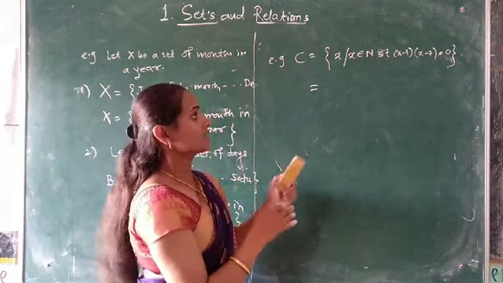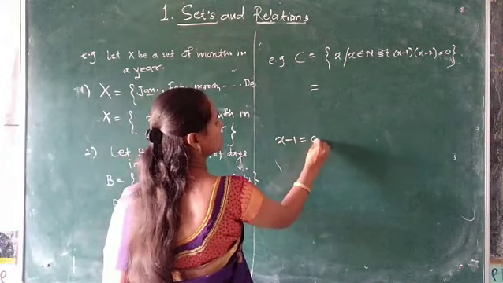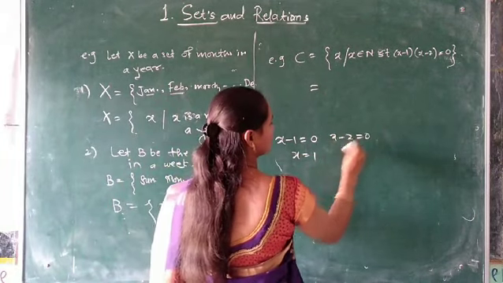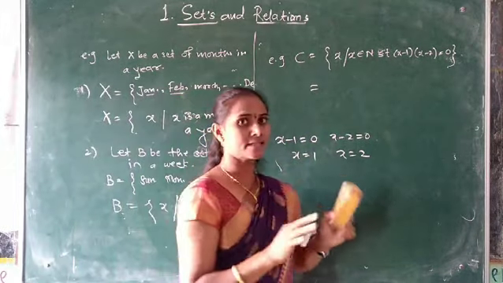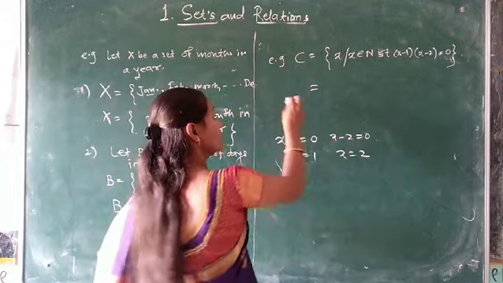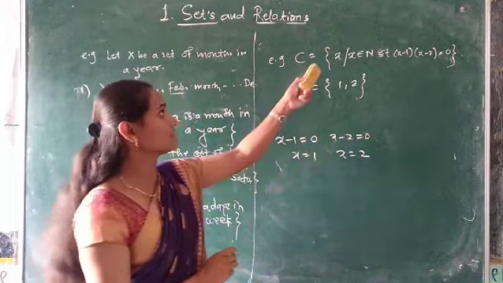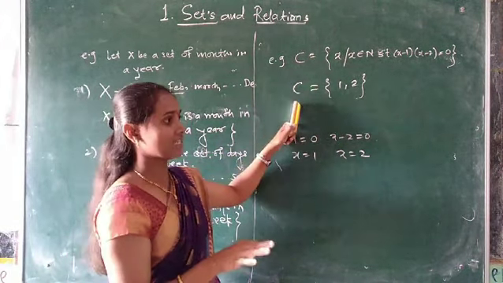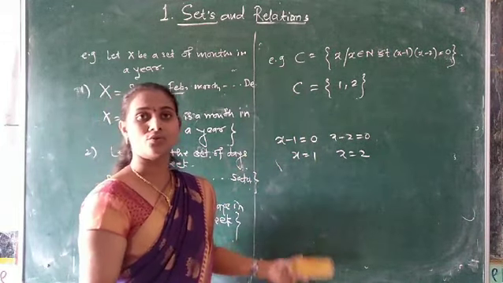So x minus 1 into x minus 2 is 0. That means x minus 1 is 0 or x minus 2 is 0. So if we take x minus 1 equal to 0, then x is equal to 1. If we take x minus 2 equal to 0, then x is equal to 2. But this x belongs to natural number. So both these 1 and 2 are natural number. So elements of this set are 1 and 2. So this is set builder form and this is its roster form. So in exam we have to ask the question, write into set builder or write into roster form.